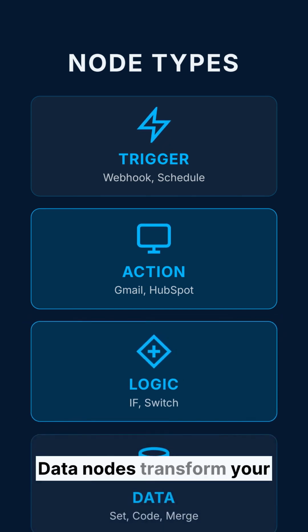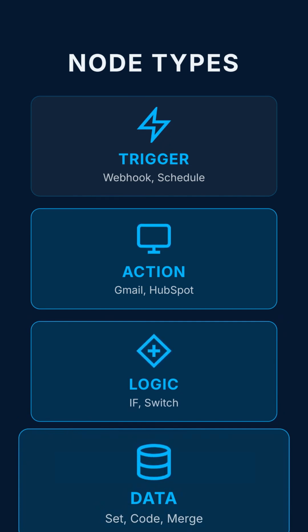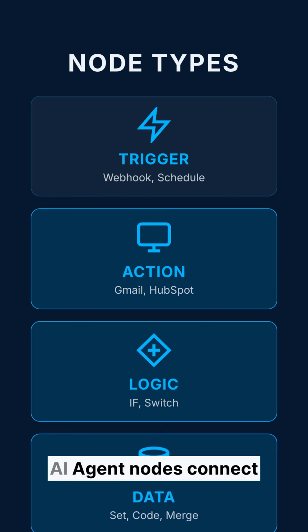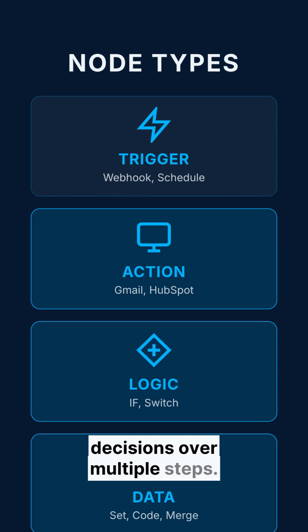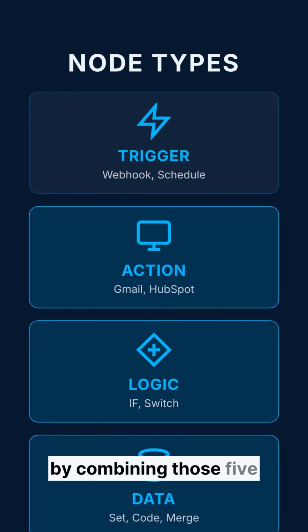Data nodes transform your data. The set node renames fields. The code node runs JavaScript if you need it. The merge node combines 2 data streams into one. And AI nodes are the newest category. AI agent nodes connect to large language models. They can categorize data, draft responses, and make decisions over multiple steps. Every enterprise automation in the world, no matter how complex, is built by combining those 5 node types. That is the entire system.